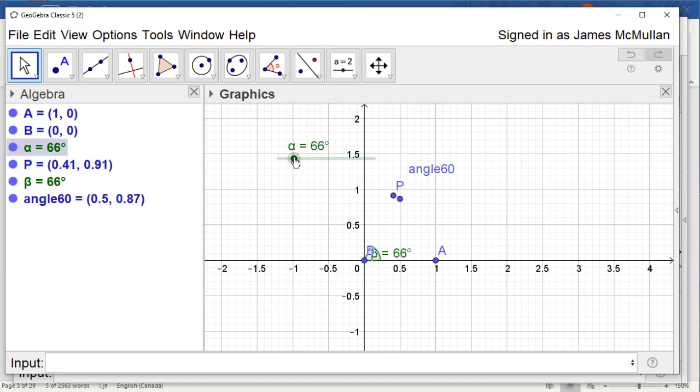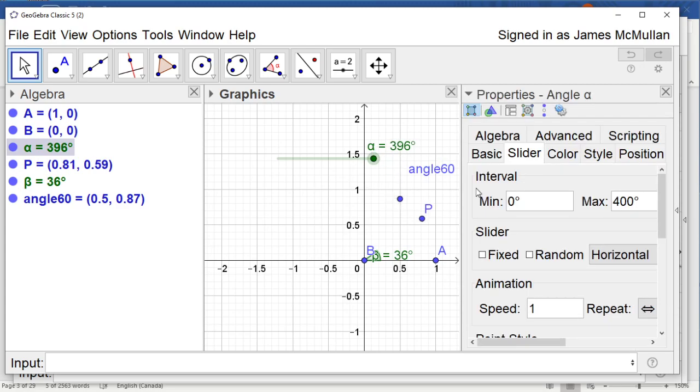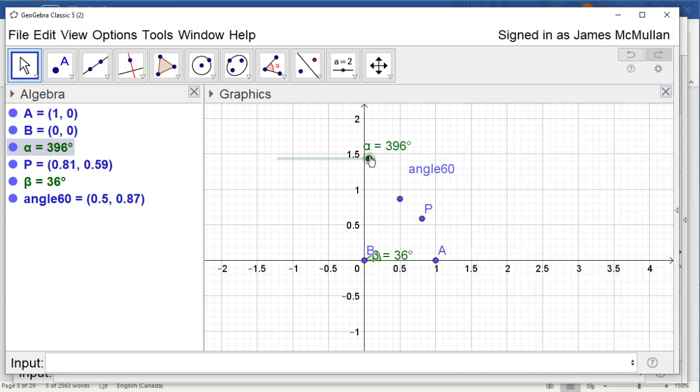Let's make a 400-degree angle. I should have done my math better. It's not 400 I'm thinking of, it's 420. Let's make a 420-degree angle. A 420-degree angle and a 60-degree angle are exactly the same.